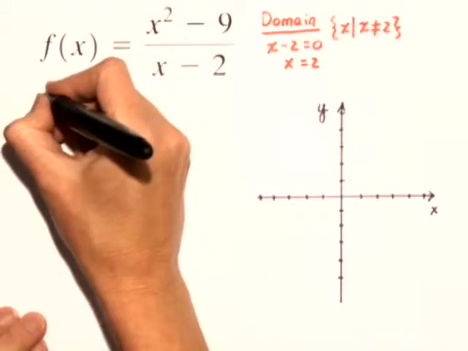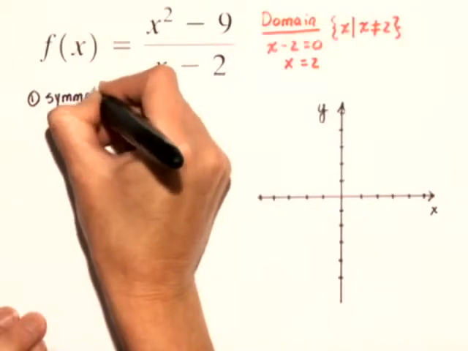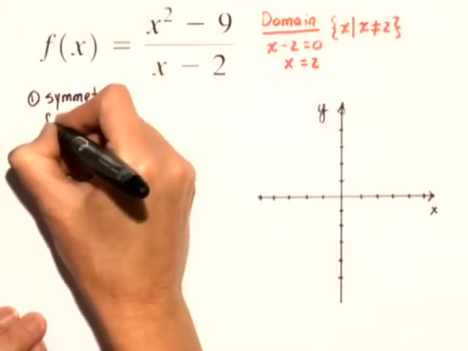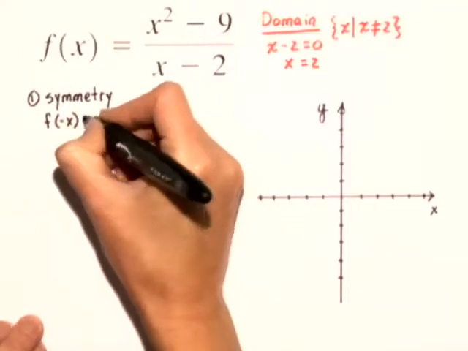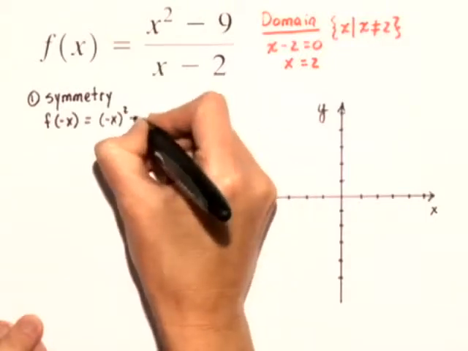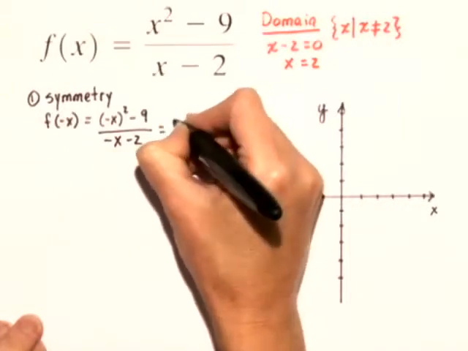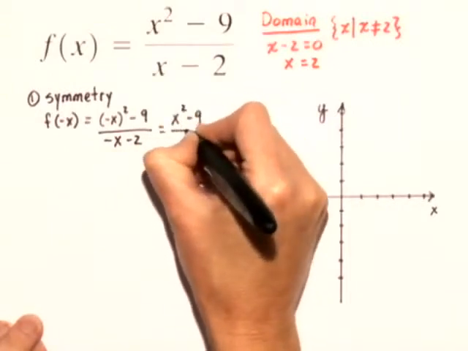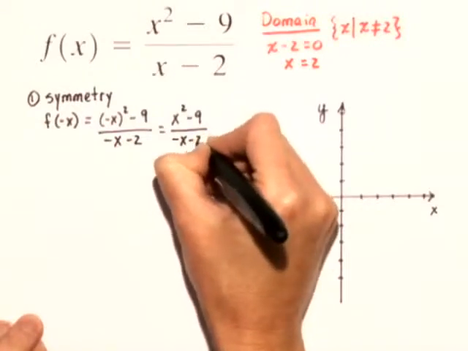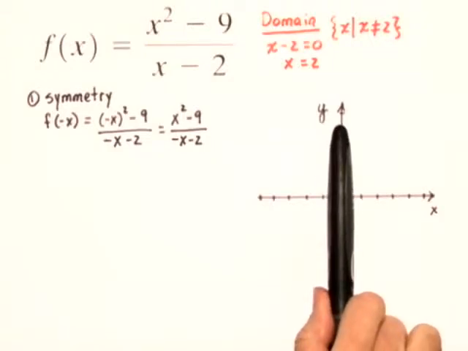In step 1, we look to see if we have any symmetry. So we find f of negative x. F of negative x is equal to negative x quantity squared minus 9 over negative x minus 2, which is just x squared minus 9 over negative x minus 2. Now we have one of three possibilities. Either f of negative x is exactly the same as f of x, in which case it's an even function and it's symmetric with respect to the y-axis.